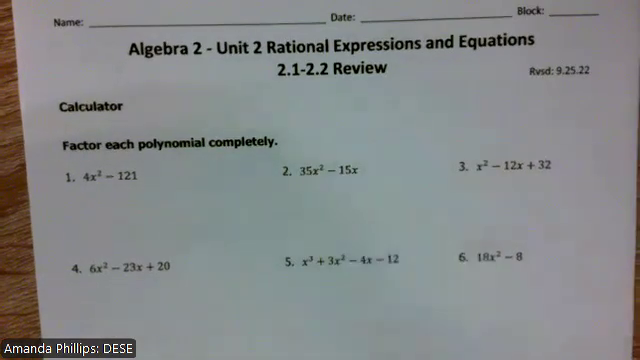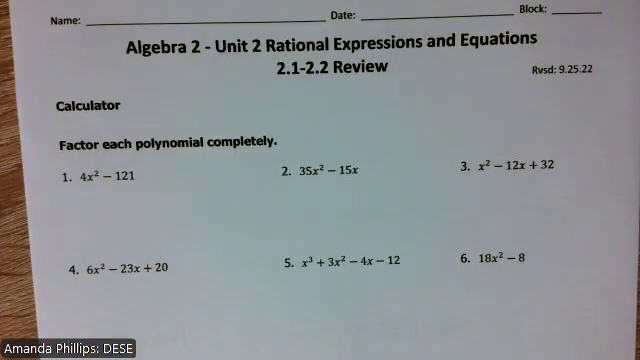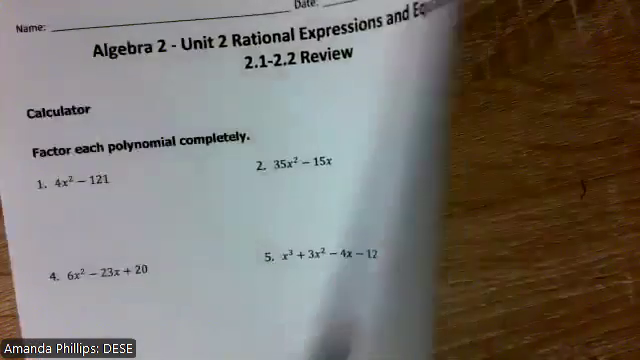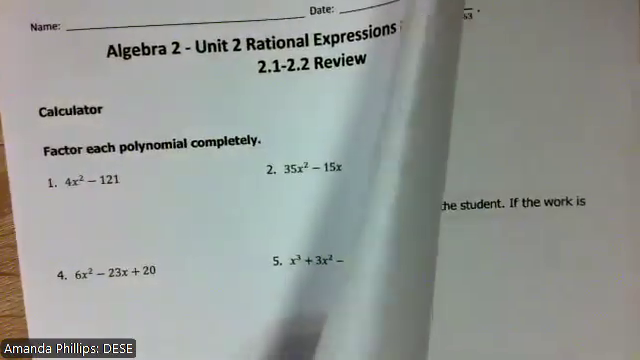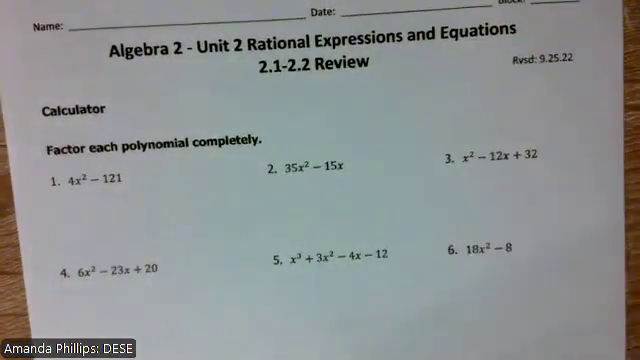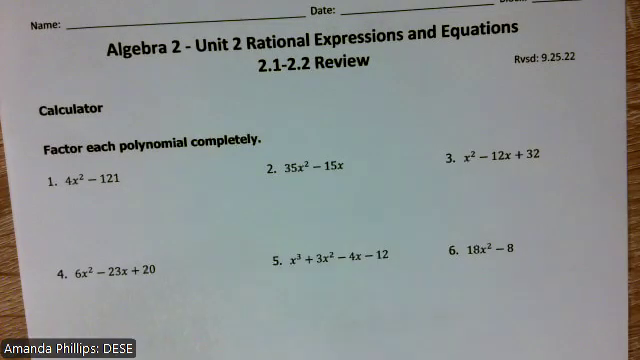This is our Algebra 2, Unit 2, Rational Expressions and Equations review. This is for our quiz to cover 2.1 and 2.2. So as you can see, it's a little long, but remember, we always practice harder than we actually quiz. Our quiz is not near this long, but you do need to know how to do all these skills. And the best way to get good at it is by doing lots of practice.